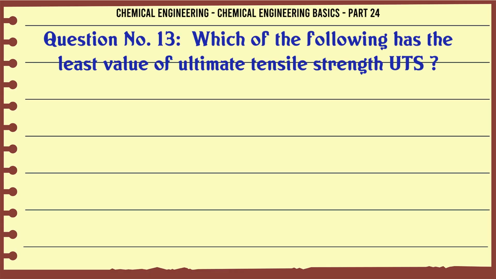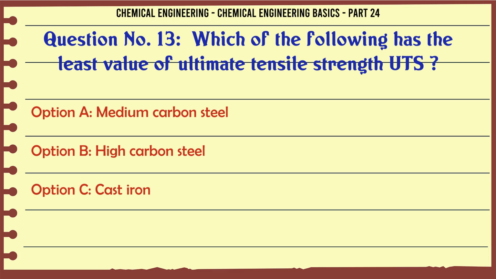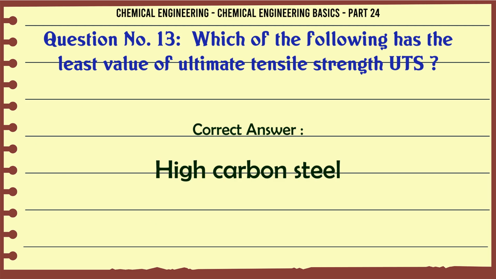Which of the following has the least value of ultimate tensile strength, UTS? A. Medium carbon steel. B. High carbon steel. C. Cast iron. D. Wrought iron. The correct answer is high carbon steel.